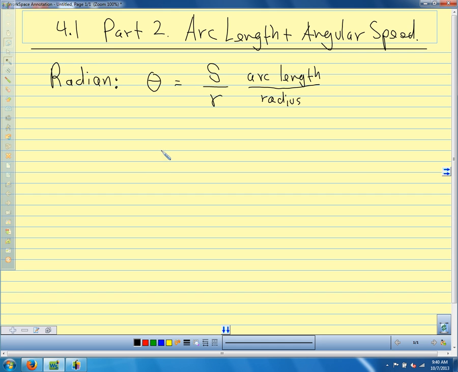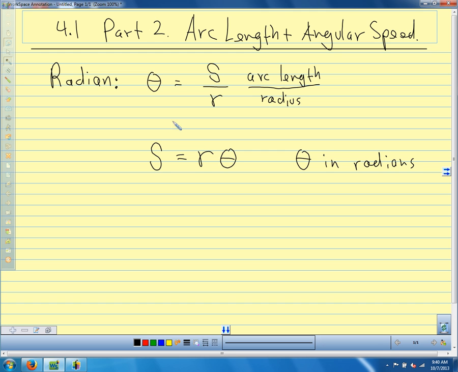We're going to say that the arc length is the radius times our angle, when theta is in radians only. So this property relies on our angle being in radians. Our angles have to be in radians. This doesn't work if our angles are in degrees.